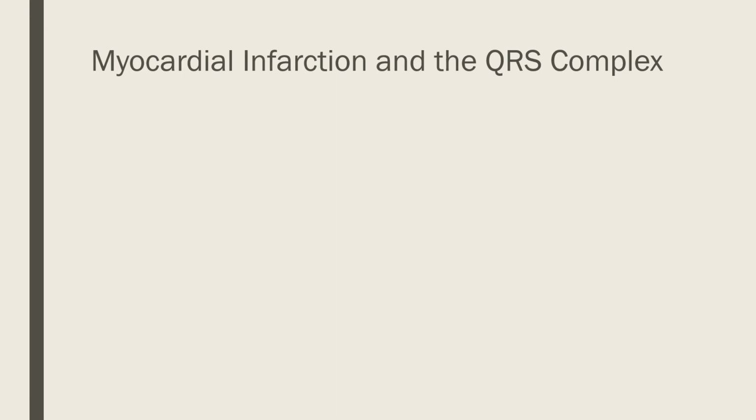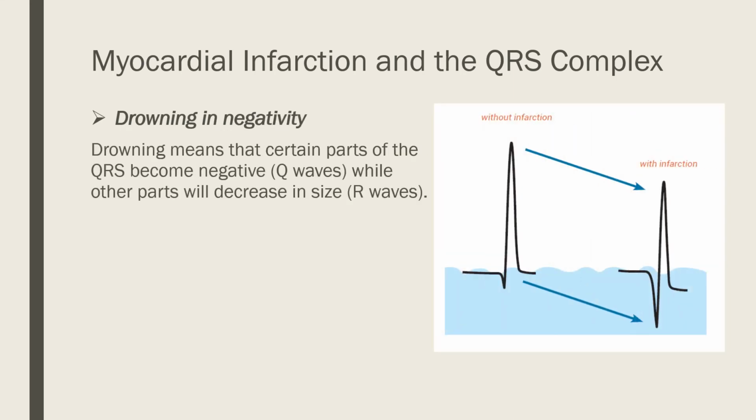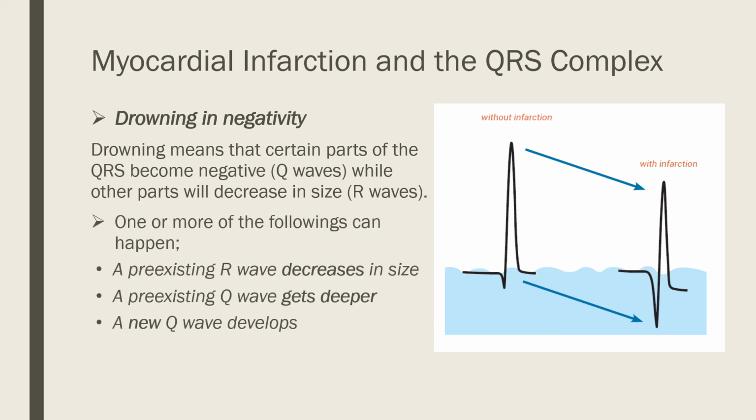What are the changes in the QRS complex in case of myocardial infarction? We have drowning in negativity. What does that mean? It means that certain parts of the QRS complex become more negative, like Q waves, while other parts will decrease in size, like R waves, as shown in this figure. One or more of the following can happen. Either a pre-existing R wave decreases in size, or a pre-existing Q wave gets deeper, or a new Q wave develops.